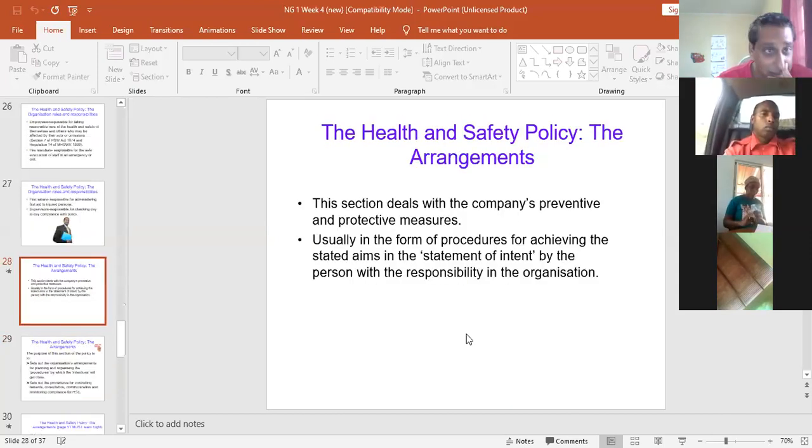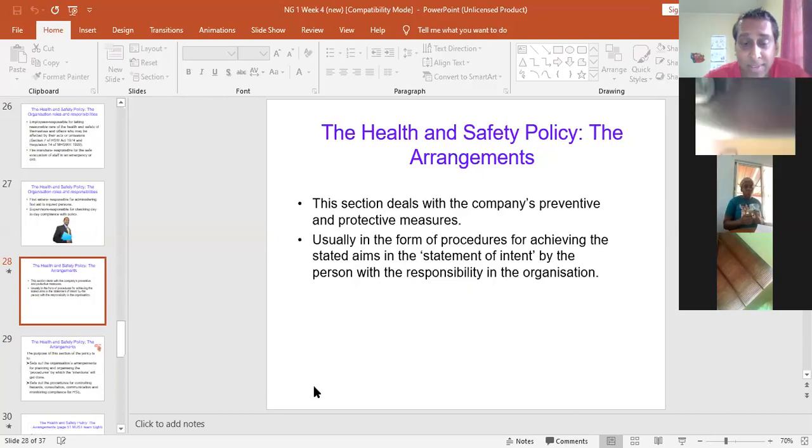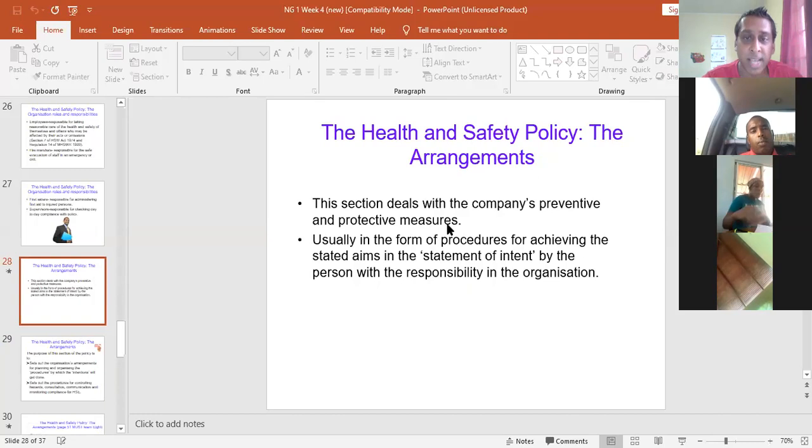Right? And there it is, we're almost at the end. We have the last piece of the policy. So let me just read this for you and I'll go back to the chart. So they said this section deals with the company's preventative and protective measures. I'll explain this just now. Usually in the form of procedures for achieving the stated aims in the statement of intent by the person with the responsibility in the organization. Well, it couldn't get clearer than that.